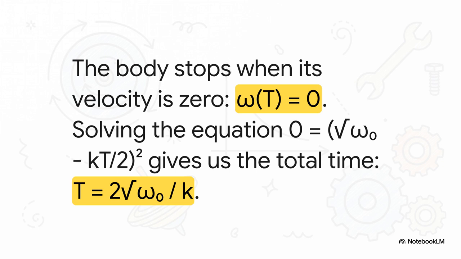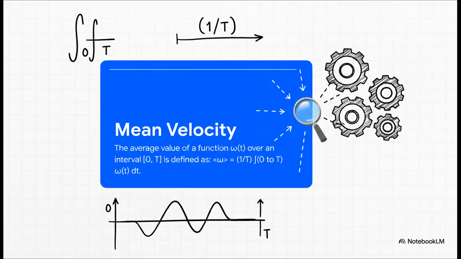The algebra's nice and quick, and it gives us the total time of rotation. T equals 2 times the square root of omega naught, all divided by k. Step 2, done. All right, finally step 3. We need to find the average velocity. Let's just go back to the fundamental definition.